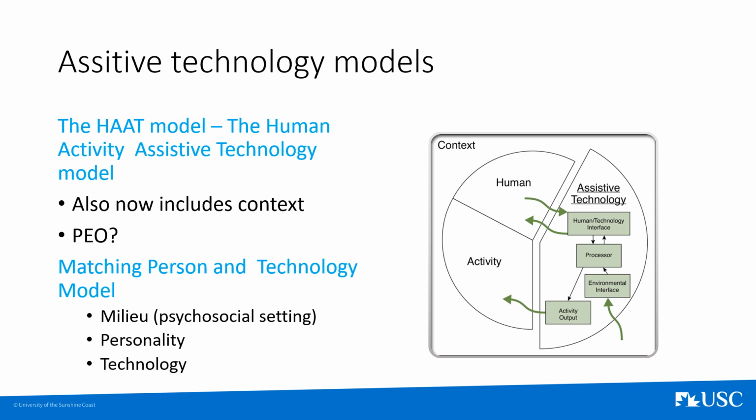One that is very well referenced, is used quite a lot in the literature, and makes a lot of sense just in reading, is the Matching Person and Technology model. The Matching Person and Technology model is the work of Marsha Scherer, who's one of the editors of the Disability and Rehabilitation: Assistive Technology journal. It looks at the milieu, the personality, and the technology. So you can see this comes from a psychologist. There's a slightly different angle to it because we're actually looking at the person's personality as well.